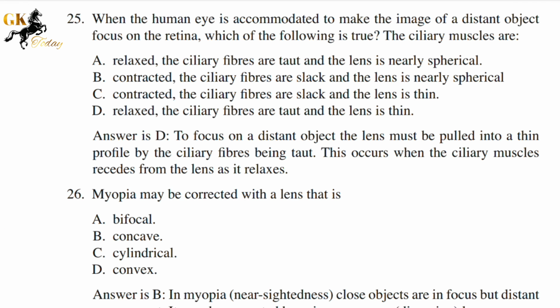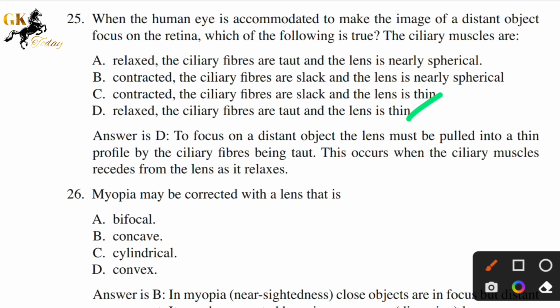When the human eye is accommodated to make the image of a distant object focus on the retina, which of the following is true? The ciliary muscles are relaxed, the ciliary fibers are taut and the lens is thin. This is also a repeated question. Option D is the right answer.